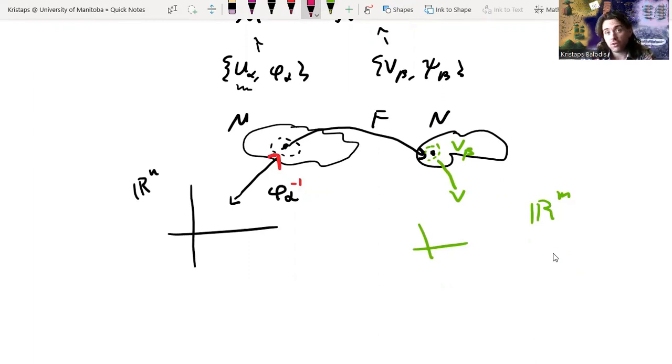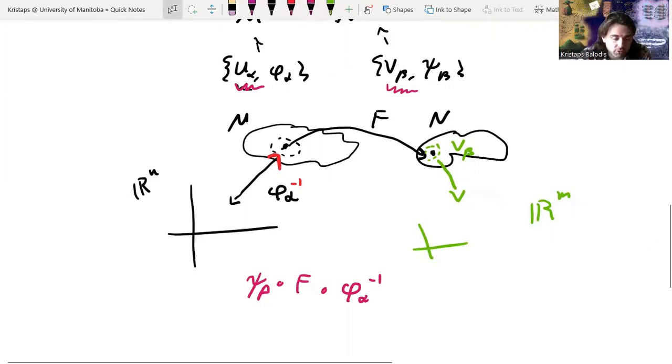So we say that F is smooth if around every point in M, we can find a U alpha containing that point, and a V beta containing the image, such that this composition of maps, phi alpha inverse composed with F composed with psi beta, defines a smooth map in the classical sense.